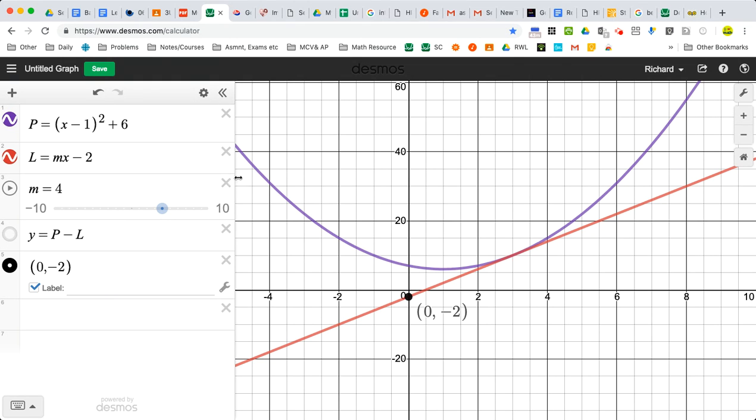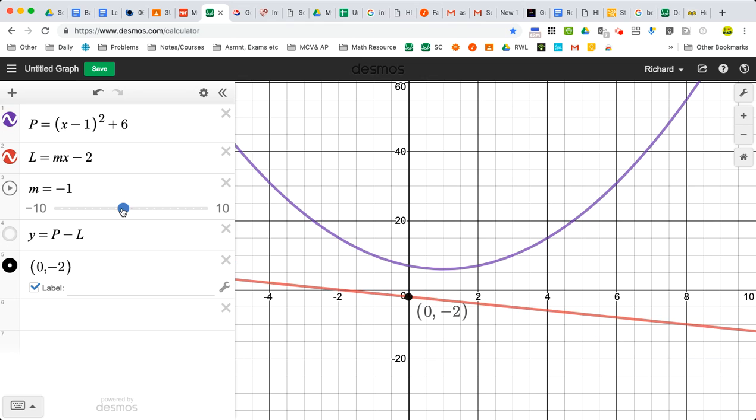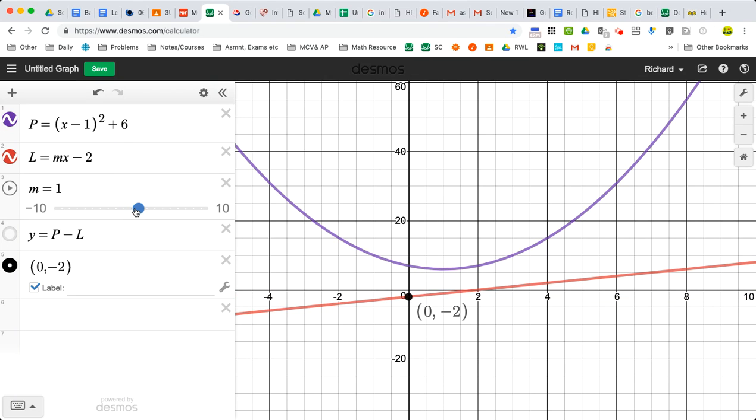And so what I'm going to do, the purple part is the parabola, and the line is mx - 2. So if I'm going to change the m value, you'll notice right now m is 0, so we have a horizontal line at y = -2, and notice that the y-intercept is -2 on that line. So what I'm going to do is keep changing m.